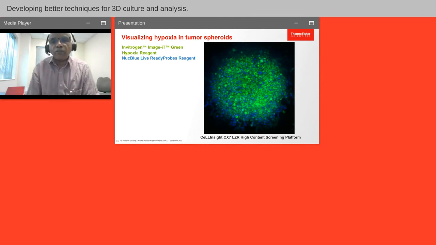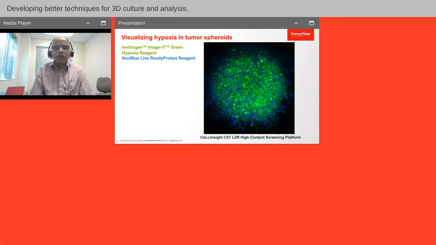And this is an example where spheroids are stained with a hypoxia reagent. This hypoxia reagent gets fluorescent only when the percentage of oxygen goes down below 5% in cells. As you can see here, there are some cells which have brighter staining compared to other cells based on the level of hypoxia in the cells.